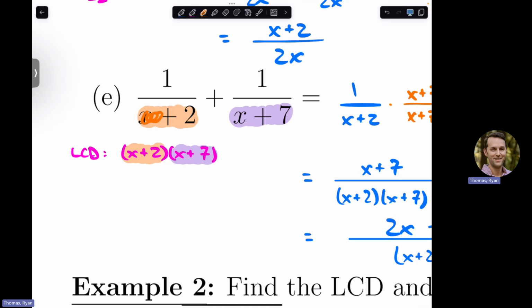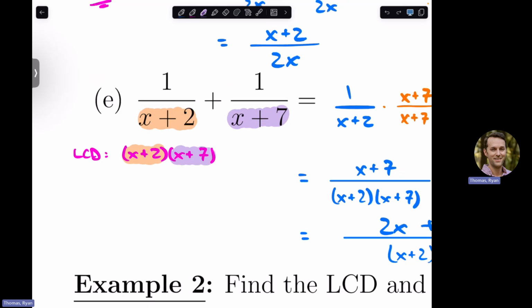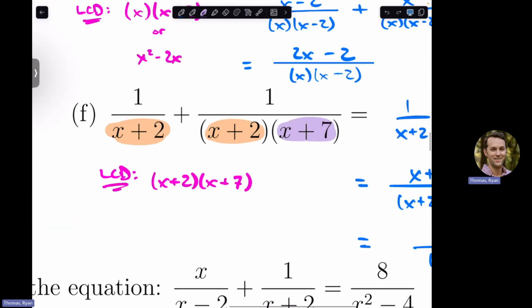X plus 2, just treat that like it's one thing. X plus 7, treat it like it's a different thing. So if one denominator is A and the other one's B, and I don't know anything about what A and B have in common or any factorization, they're not specific values. The only way I can get a common denominator for them is to just multiply them together. So that's what we do. So don't get thrown off by the factored terms in parentheses and all that kind of stuff. This is one thing. This is a different thing.